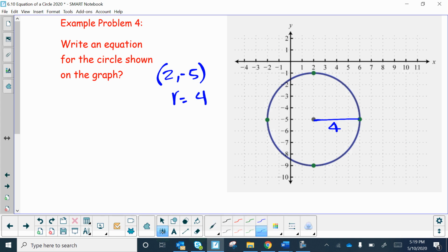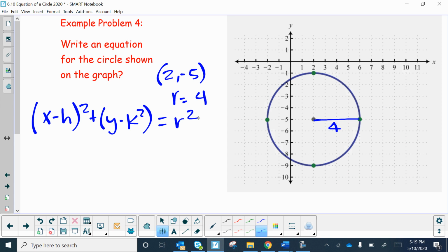All right, so now I know the center and I know the radius. So this is the equation that I want to use. I want to use the x minus h squared plus y minus k squared equals radius squared. Oops, I wrote that one wrong, sorry. Squared needs to go outside the parentheses.